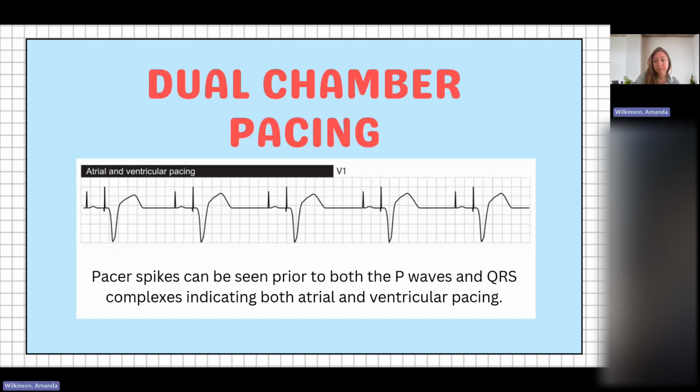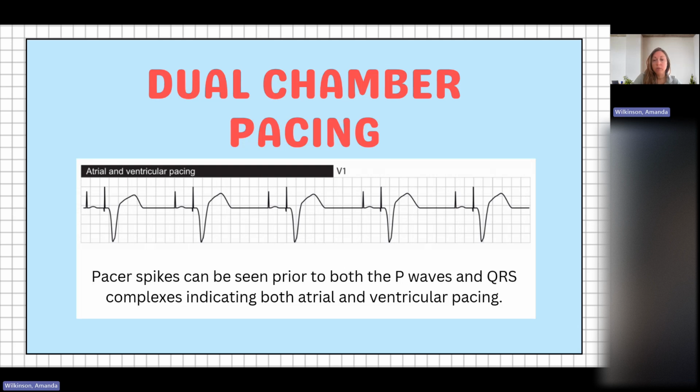With dual chamber pacing, the pacemaker stimulates both the atria and the ventricles, helping maintain a coordinated rhythm that mimics the heart's natural conduction system. So on the monitor, you'll see a pacer spike before the P wave, indicating atrial pacing, and a second spike before the QRS, indicating ventricular pacing. This is sometimes called AV sequential pacing, and is commonly used in patients with AV node dysfunction or advanced conduction blocks.